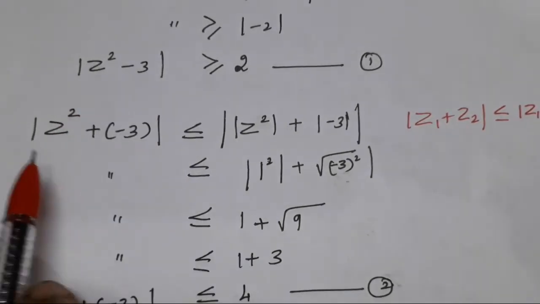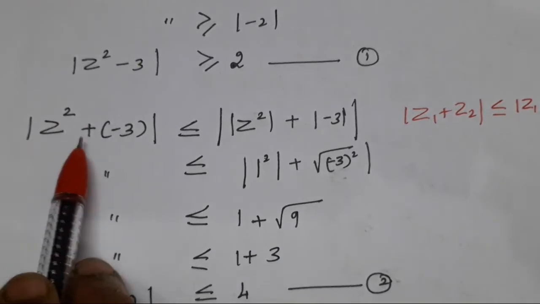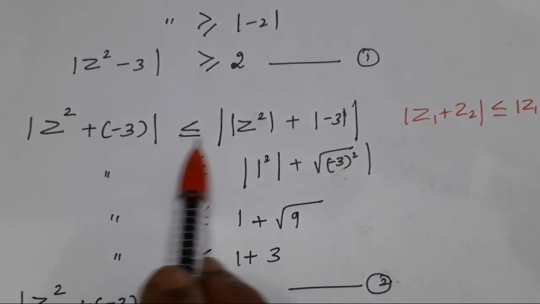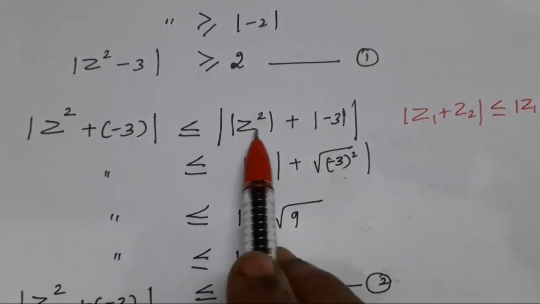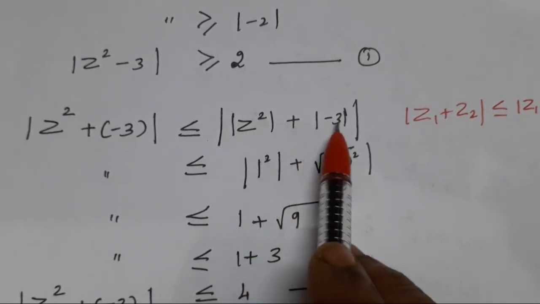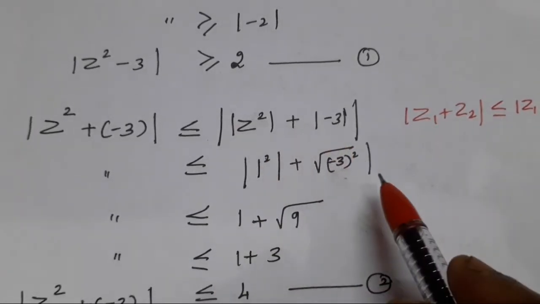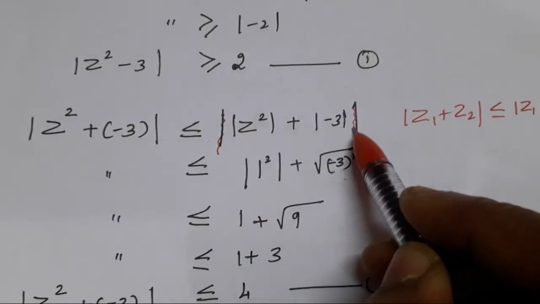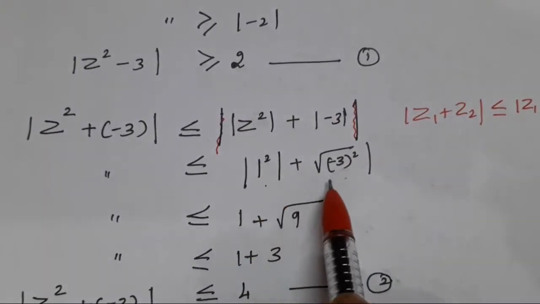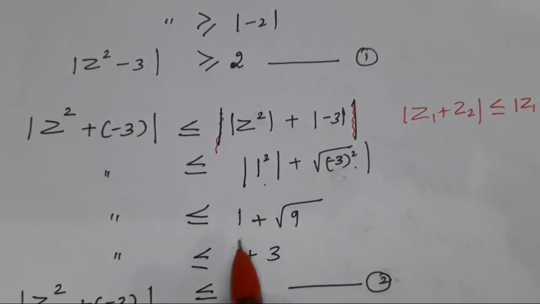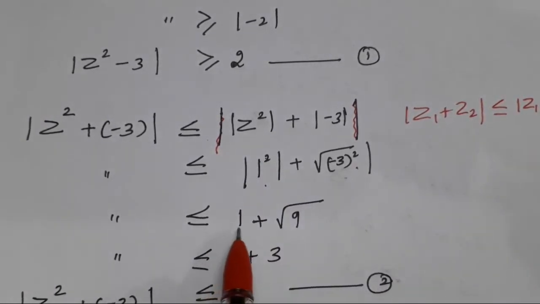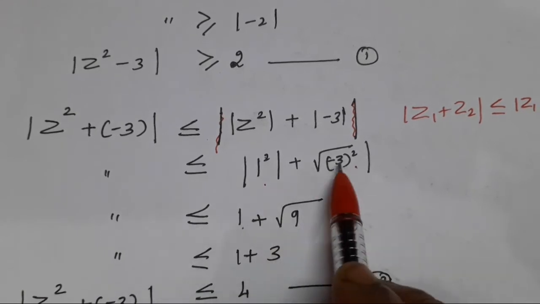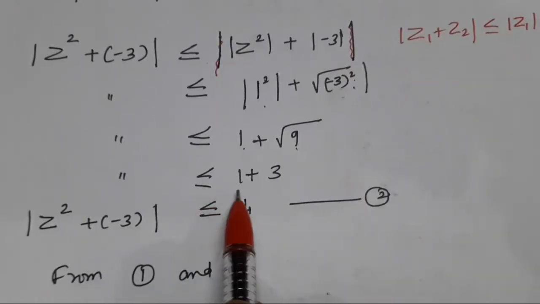Therefore, z square minus 3 is rewritten as what? Modulus of z square plus minus 3. That is less than or equal to modulus of z square plus modulus of minus 3. Another modulus: modulus of z square plus modulus of minus 3. Only one modulus is enough. So z square is what? 1. Minus 3 whole square is what? 9. Less than or equal to 1.